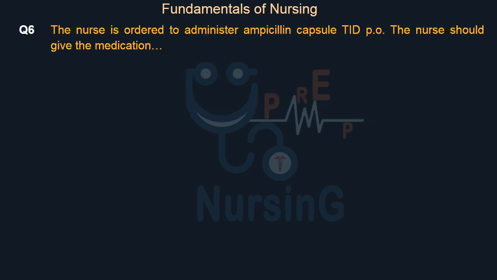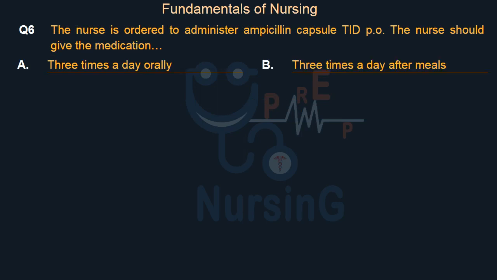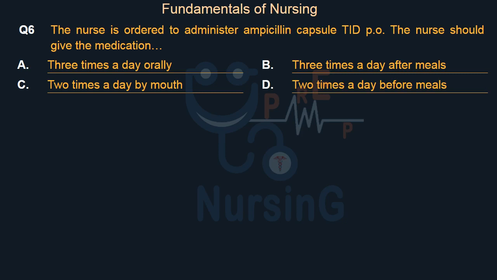The nurse is ordered to administer ampicillin capsule PO. The nurse should give the medication. Option A. 3 times a day orally. Option B. 3 times a day after meals. Option C. 2 times a day by mouth. Option D. 2 times a day before meals. Right answer is Option A.